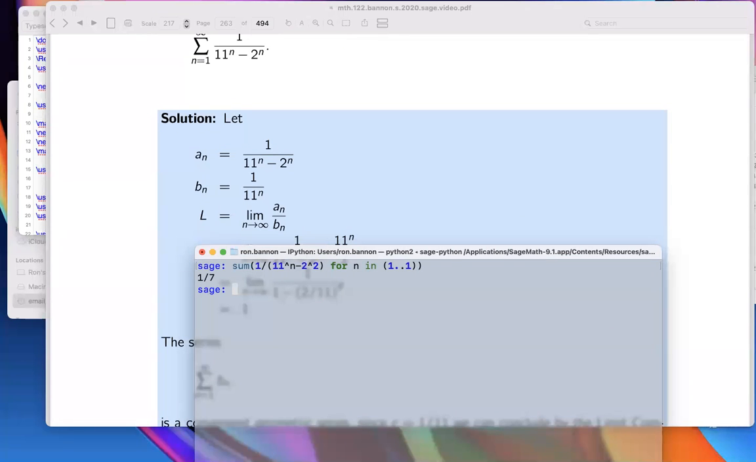Let's see. We started at 1, right? Oh, you know what? I typed it in wrong. And I just noticed it now because that doesn't make sense to me. It's not 2 squared. It's 2 to the n, right? That should be 1/9. And that is 1/9. That's good. Let's do 2.